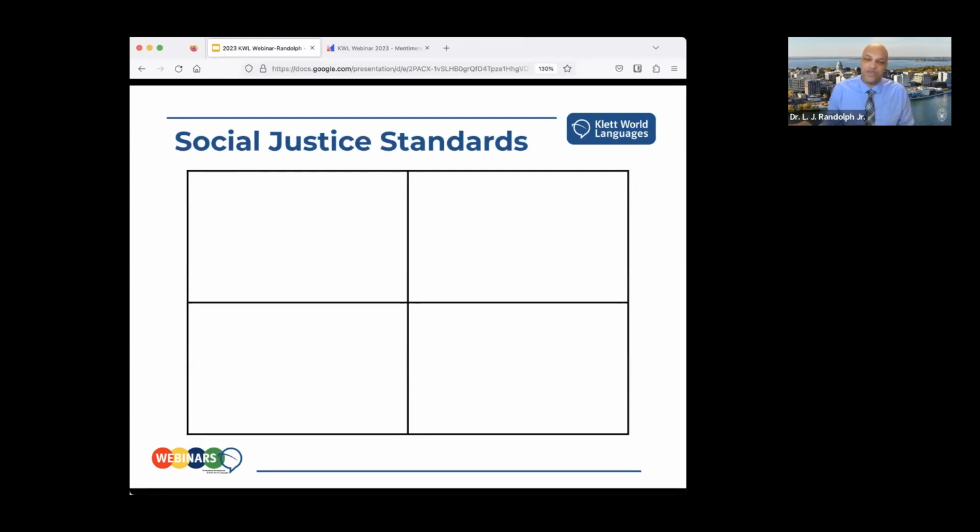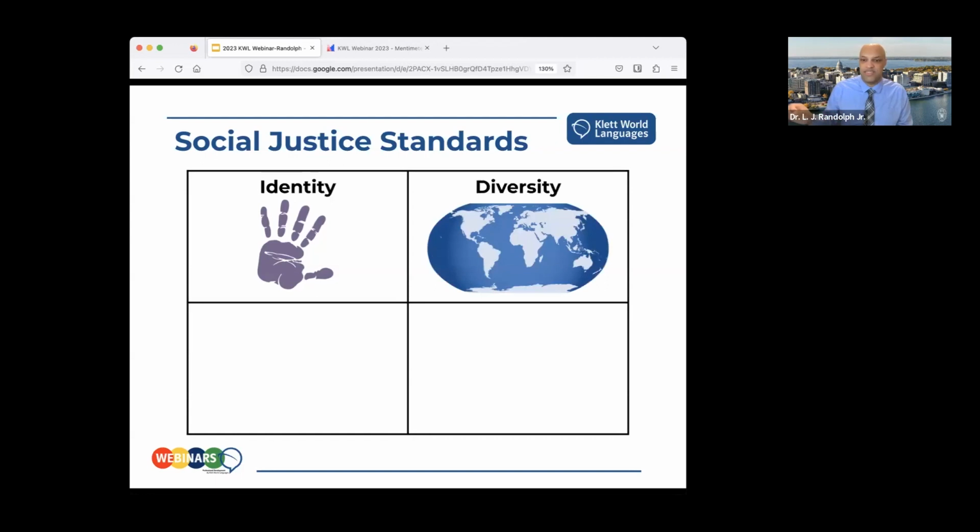Another thing that we can do is look at the social justice standards from Learning for Justice. There are 4 domains that Learning for Justice highlights. The first domain is identity, thinking about how we make sense of our individual and collective selves in various historic and cultural contexts. In a language classroom, this might be reflecting on how I and others negotiate linguistic, cultural, and community identities in a variety of contexts.